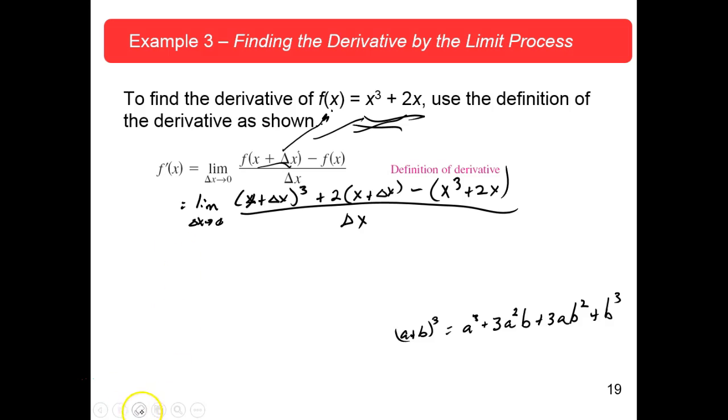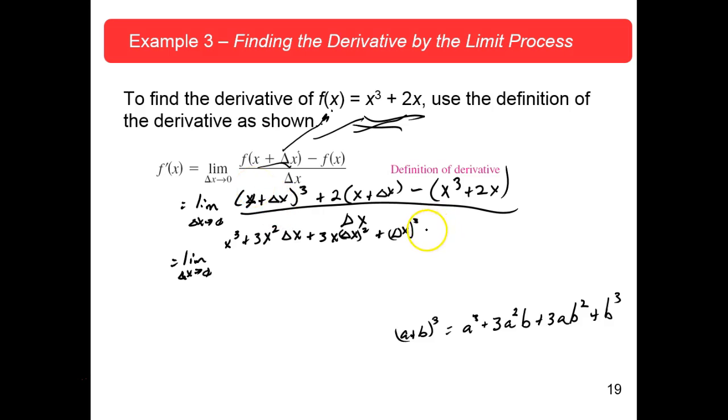Okay, so what is this thing cubed? It will be the limit as delta x is approaching 0 of x cubed plus 3x squared delta x plus 3x delta x squared plus delta x cubed. All right, that's that first term.